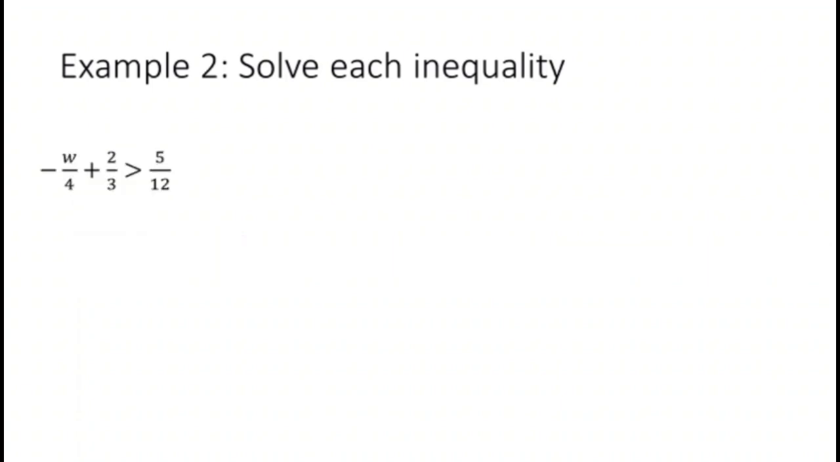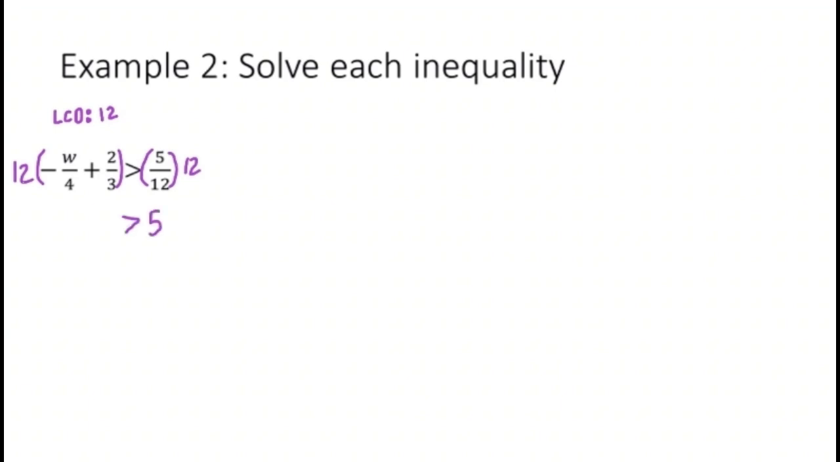Next, we're going to solve negative w over 4 plus 2/3 is greater than 5/12. Well, if this was an equation, the strategy we would use to solve it is clearing denominators. We're still going to use that strategy here, even though we're working with an inequality. The LCD of our denominators is 12, so we'll multiply both sides of our inequality by 12. Since 12 is positive, our inequality sign remains the same.